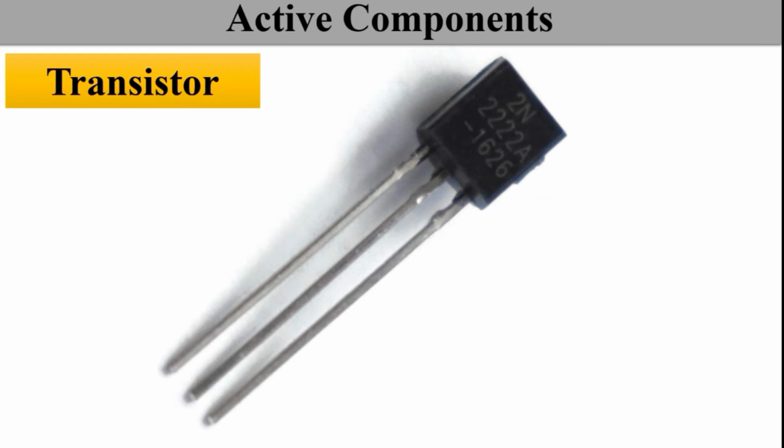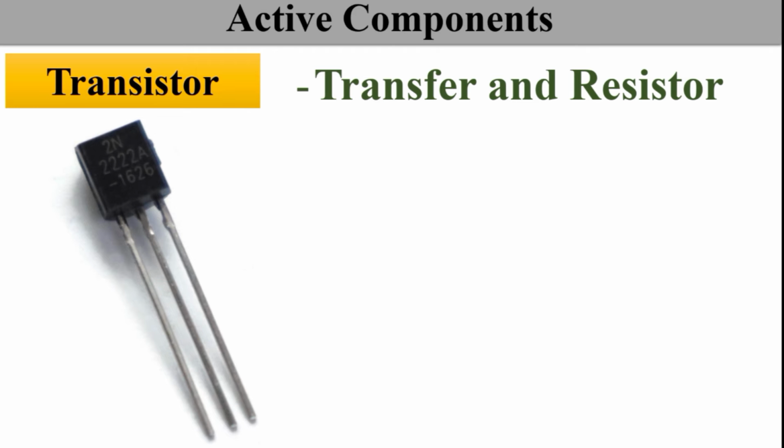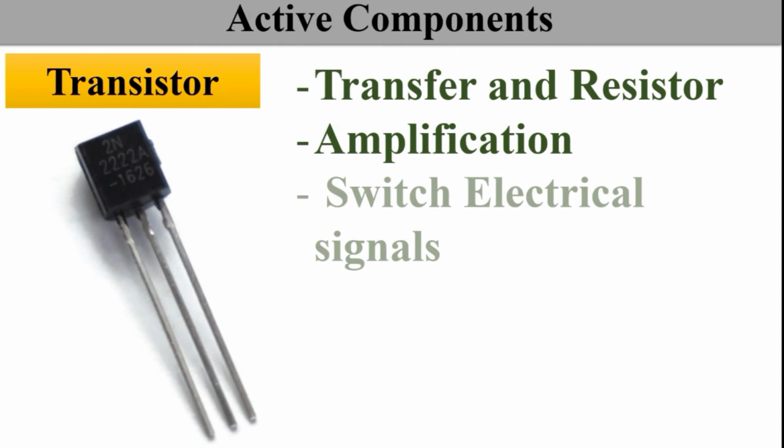It is basically a 3-terminal device. It is a really tiny device that you can hold on your finger. The word transistor means transform and resistor. The transistor has a very important property: it can raise the strength of weak signals. This property is called amplification. Due to this property, transistors are widely used in electronic devices. Transistors are also used as a switch for electronic signals.